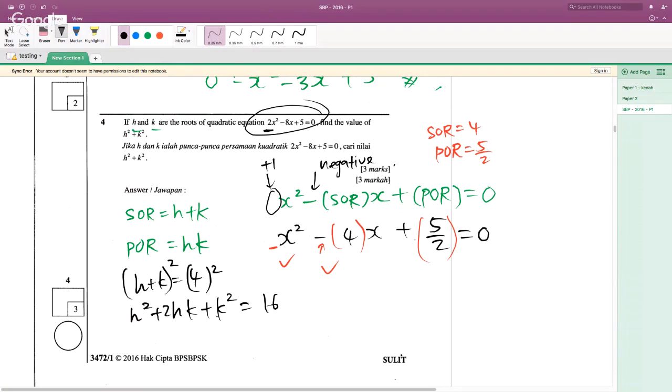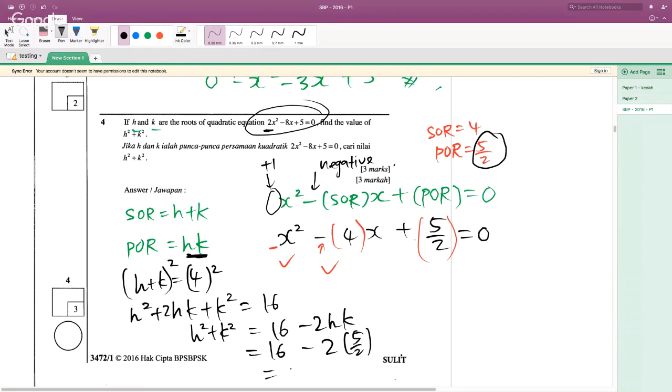Then I want to find h squared plus k squared, right? So I will move my 2hk to the other side, minus 2hk. And what is my hk? hk is the product of roots, and my product of roots is 5 over 2. So this simplifies to 16 minus 5, which gives 11. Right, this is how we solve this one.